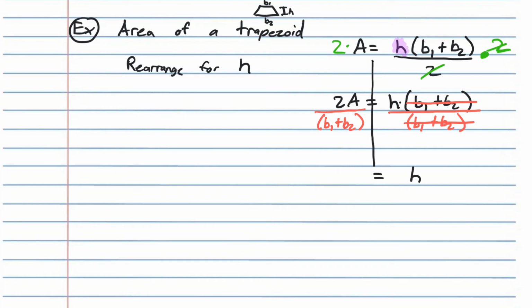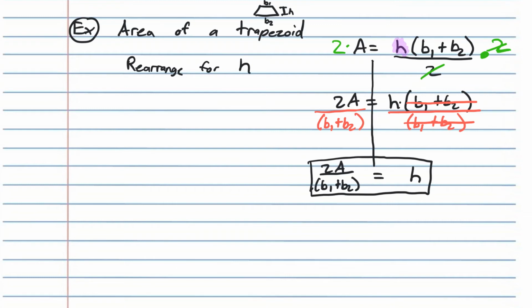And then on the left side, we can't combine any of that, right? None of them are like terms. We have a's and b1s and b2s, so just keep it all separate. So the answer is 2a over b1 plus b2. And we know we're done because remember the question was rearrange for h. And we did. We have h equals. Okay, so that's how you approach these questions.